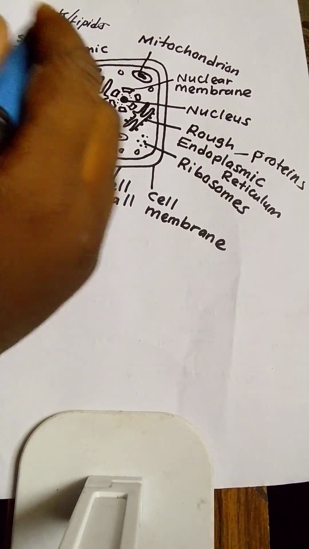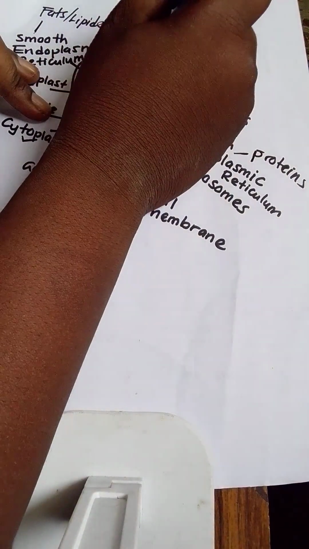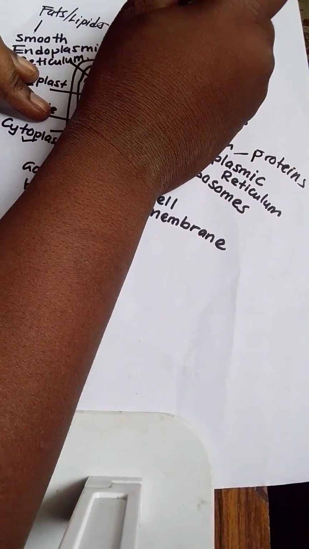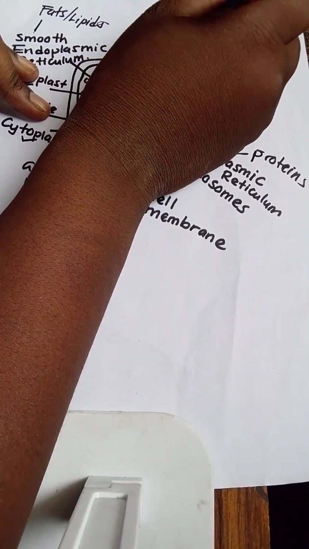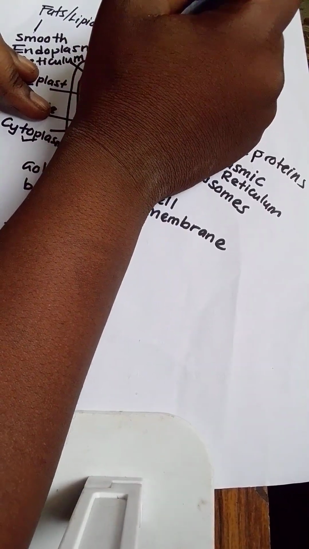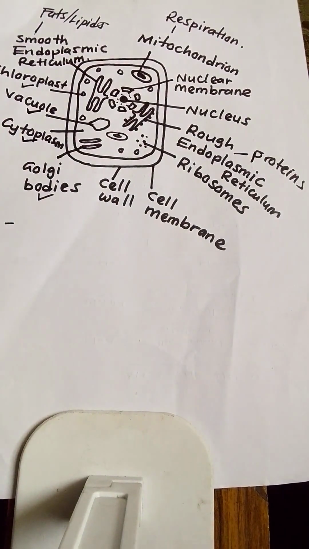Then mitochondrion. The function of the mitochondrion is to be the site for respiration. It's the powerhouse for respiration, meaning that's where respiration occurs. That's where most energy is produced.